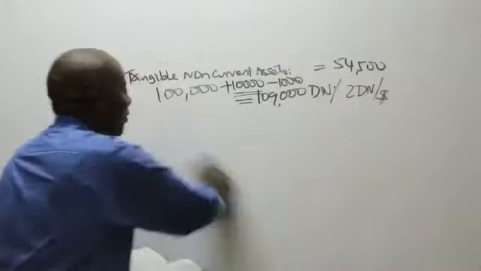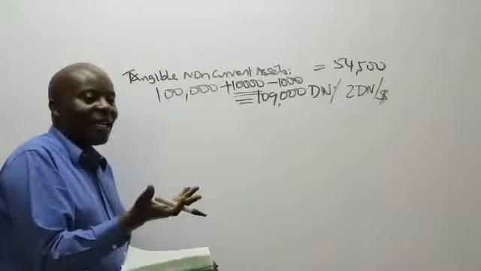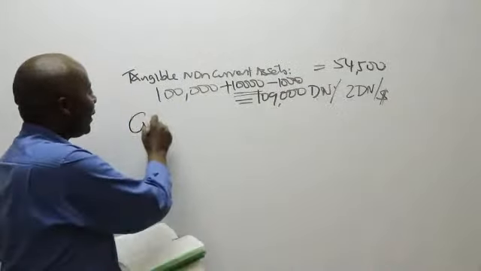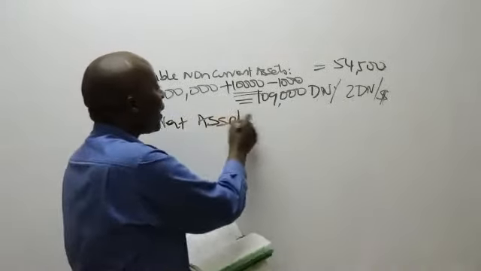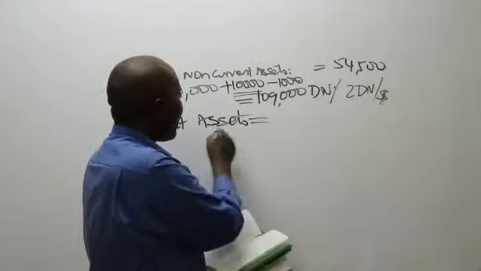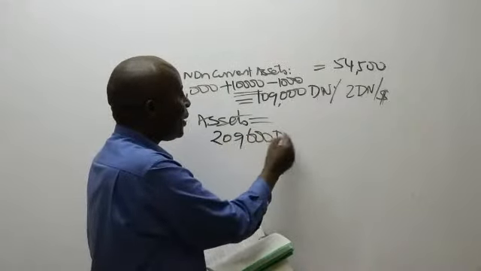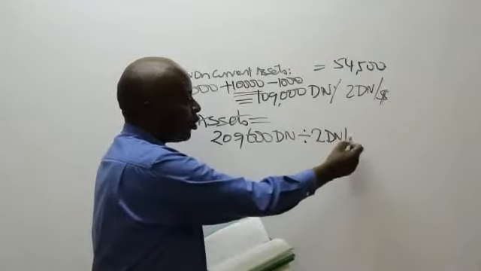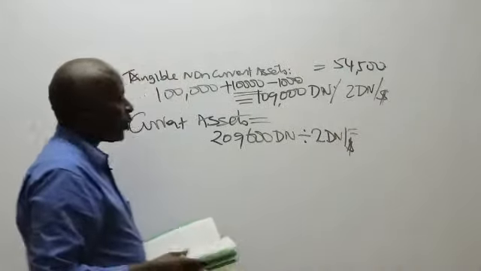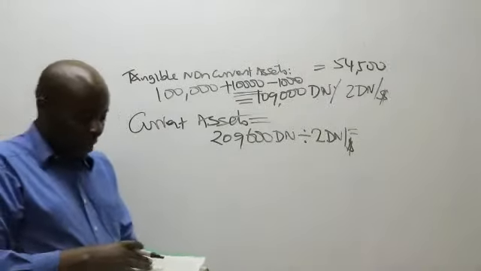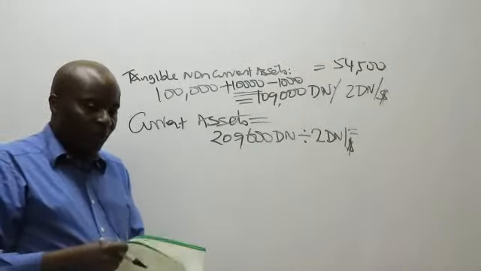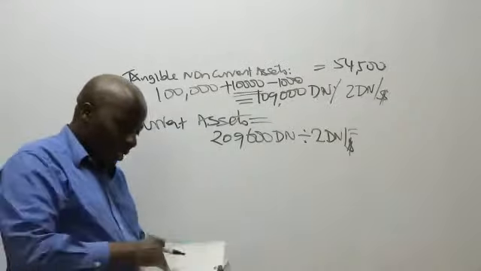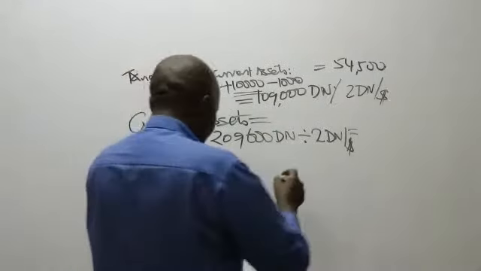These are frameworks. I'm just translating the assets of the foreign subsidiary to my home currency. So I have here the current assets, a figure of 209,600. So 209,600 DNs, I'm translating this using the 2. So divide by the 2 DN per dollar. So at the end of the day, I should be able to get how much? Somebody talk to me, please. 104,800. So I'm being given a figure of 104,800. Thank you very much.